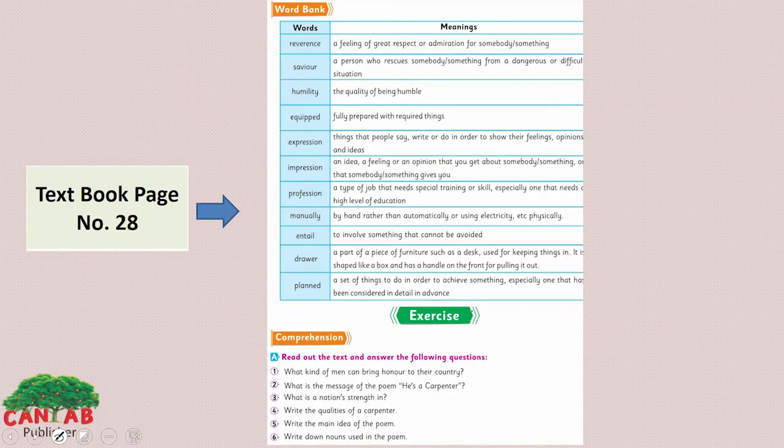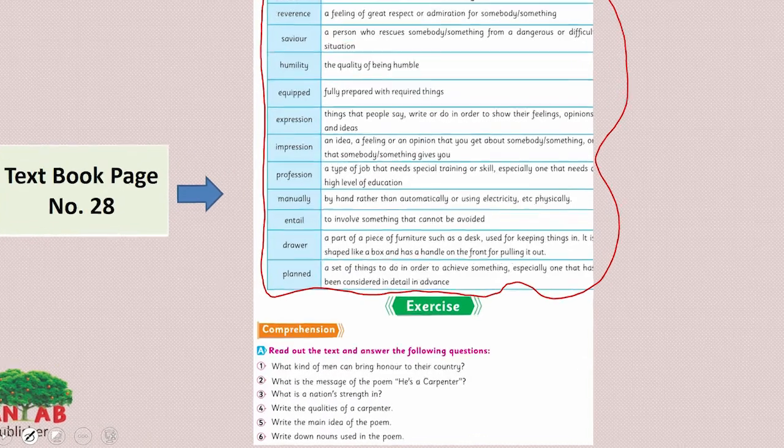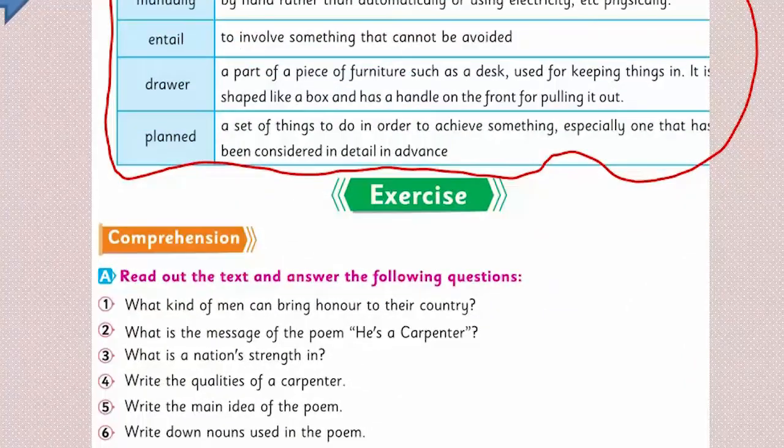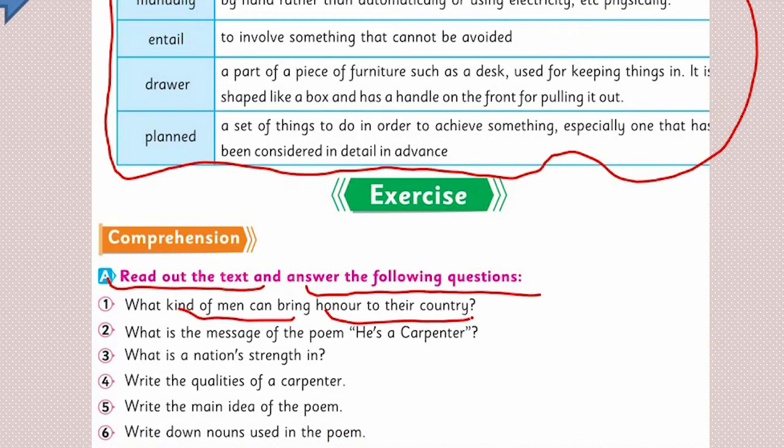Now look at the word bank here. You can find the meaning of the difficult words in this word bank. Now look at the comprehension exercise. You have to read out the text and answer the following question. What kind of man can bring honor to their country? Yes, we have discussed this in the theme and the summary.